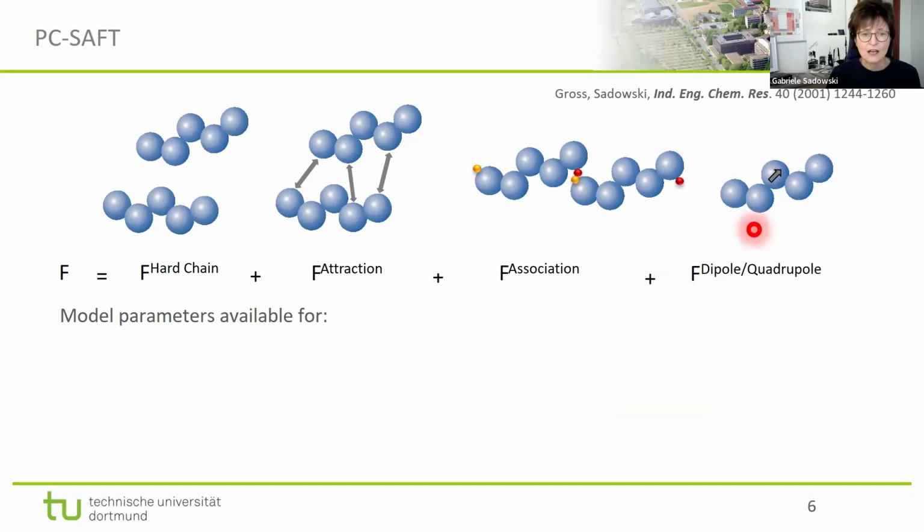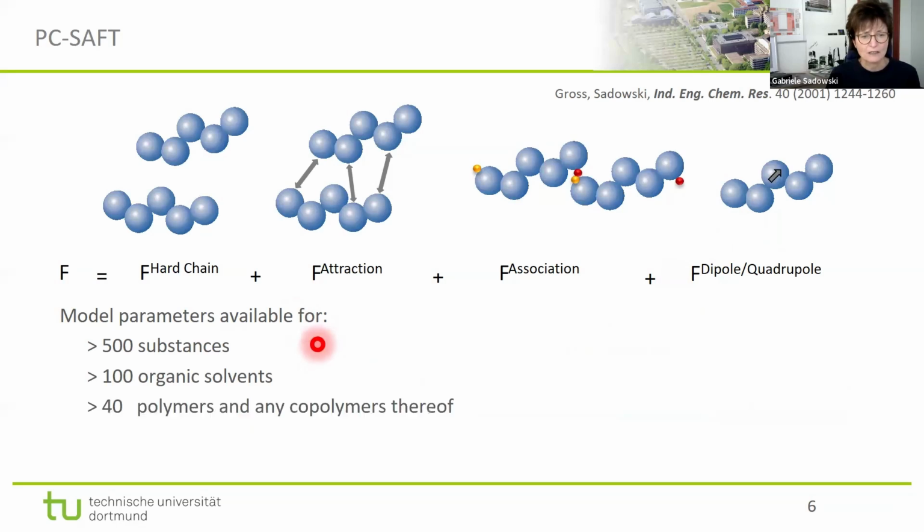So the nice thing is we do have these parameters available already, obtained by us and also by other groups worldwide. So they are available now for more than 500 substances, including more than 100 organic solvents, more than 40 polymers and any copolymers thereof, and also for quite a number of APIs. API stands for active pharmaceutical ingredients. This is the pure component parameters, and if we have more than one component in the system, that's what we obviously usually have, then we need for any binary an additional binary parameter, and we have those binary parameters already for more than 1,000 mixtures.